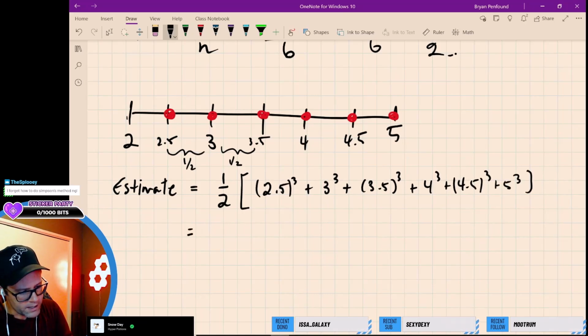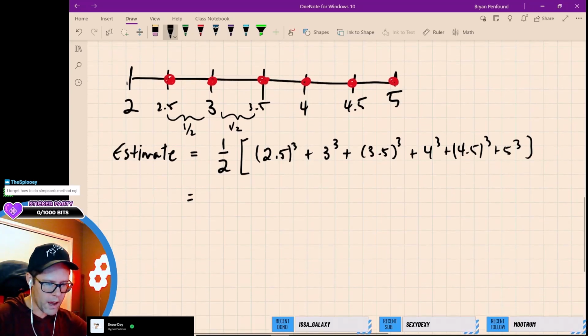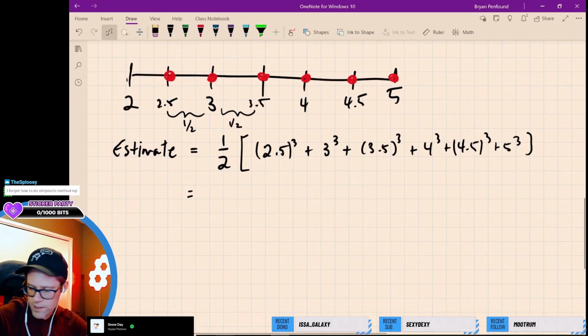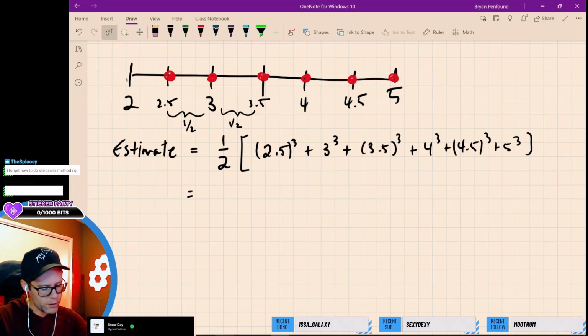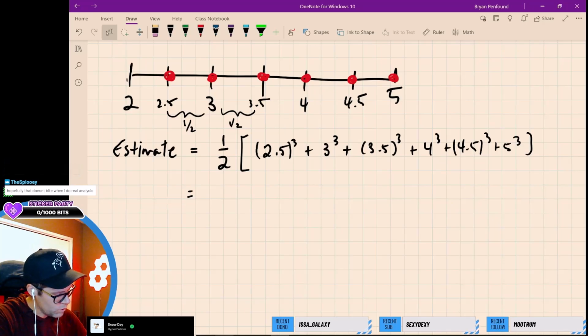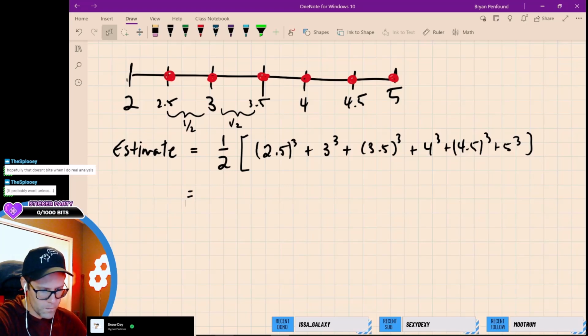So this is going to be our estimate for the area using this particular strategy for endpoints. I'm just going to do this like this. I'm not going to program it into the online calculator because I'm trying to speed run stuff, but let's do 0.5 times, we need 2.5 cubed plus 3 cubed plus 3.5 cubed plus 4 cubed plus 4.5 cubed plus 5 cubed.